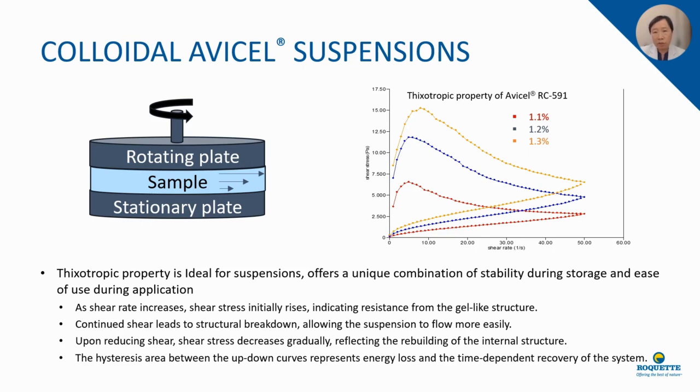Then when the shear rate is decreased, the rheometer tracks how the material rebuilds its structure. The difference between the upward and the downward curve, also called the hysteresis loop, reflects the time-dependent recovery and energy loss, which is a key indicator of thixotropic property.